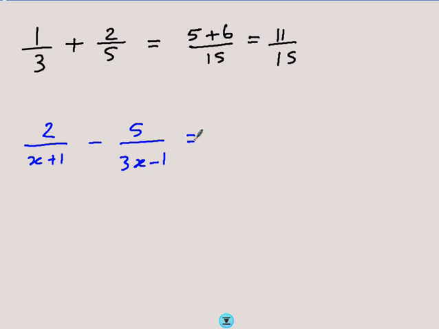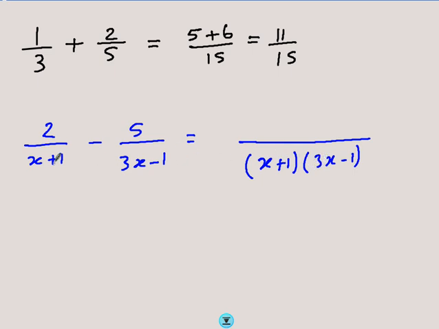And if you want to do it the long way around, effectively what you are doing is multiplying this by 3x minus 1 over 3x minus 1, and here you're multiplying by x plus 1 over x plus 1. But if you want to write it out quickly, the common denominator is x plus 1 times 3x minus 1.